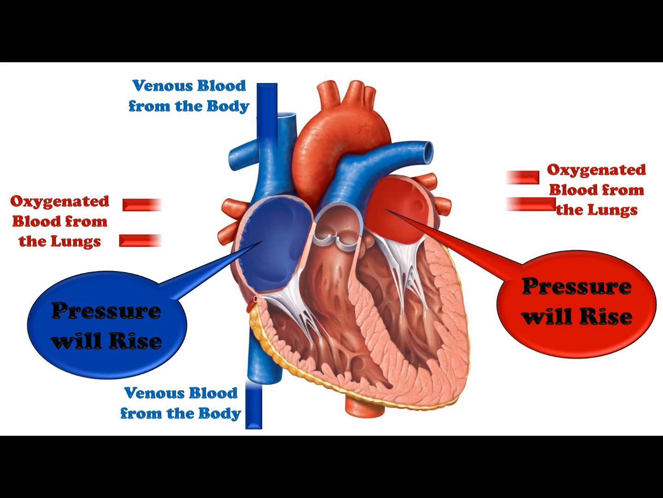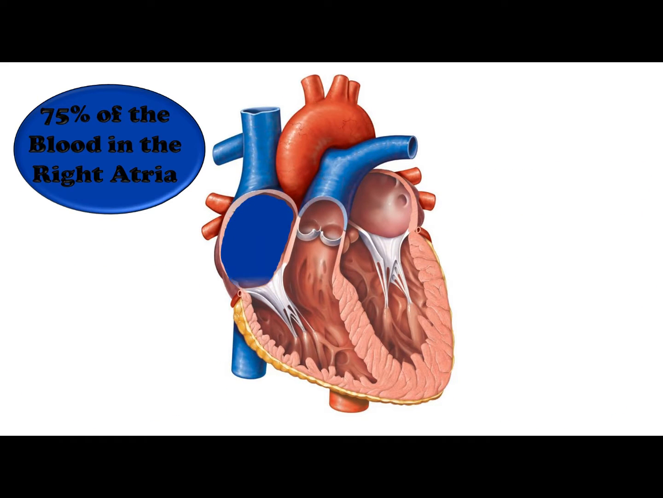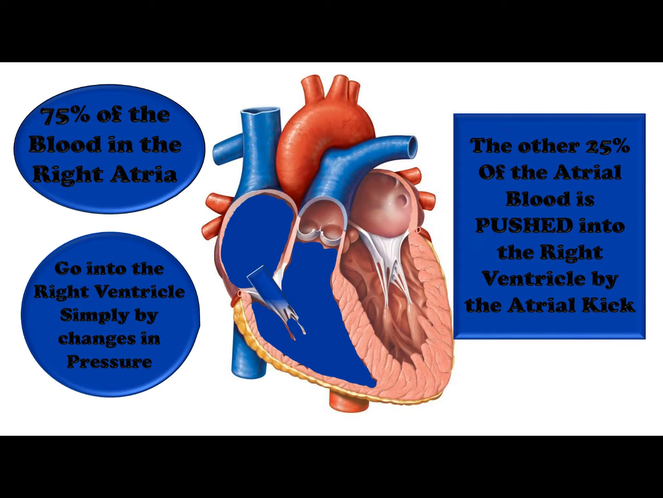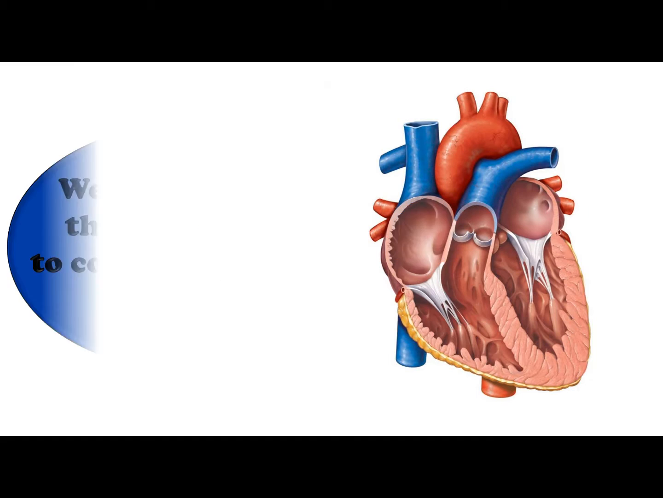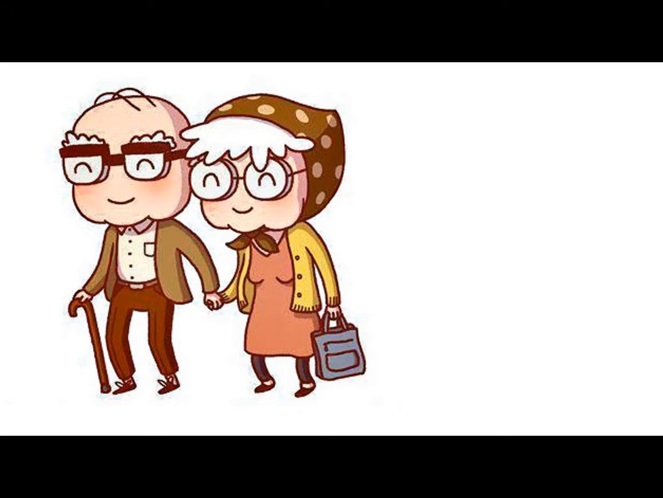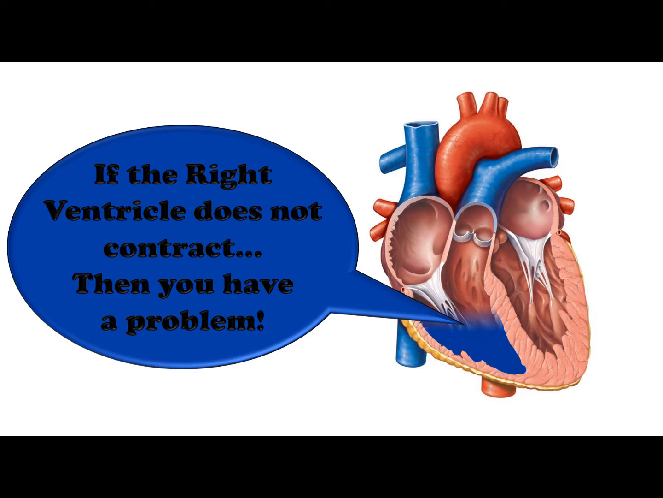When it hits a critical pressure, it's going to force open the tricuspid valve and the mitral valve. 75% of the blood that was in the atria goes into the ventricle simply by changes in pressure. The other 25% of the blood is pushed into the ventricles by atrial kick. You do not need atria to contract in order to live. Grandma and grandpa are walking around in a condition called atrial fibrillation. They don't pole vault, but they do okay. On the other hand, if your ventricles don't contract, you got problems.